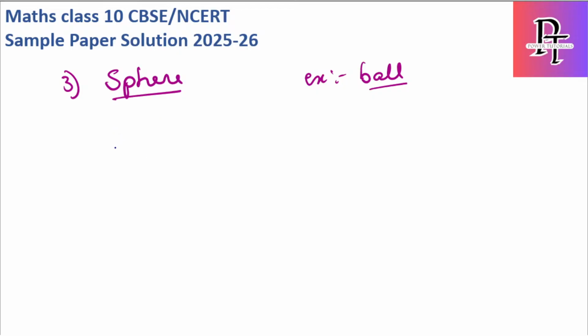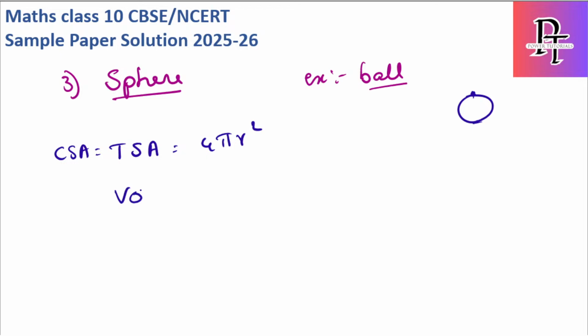So for sphere we don't have TSA, CSA separately. We have only one, which is TSA, because bottom and top is not present for sphere. This one and this one are nothing, just empty. So the only thing, TSA or CSA, is only one, which is 4 pi r square. As I told you, CSA or TSA, both are same.